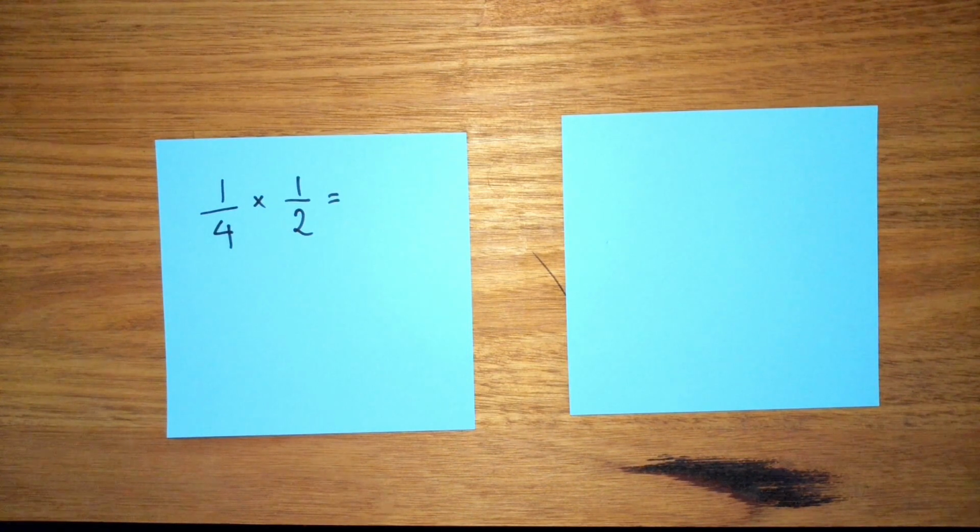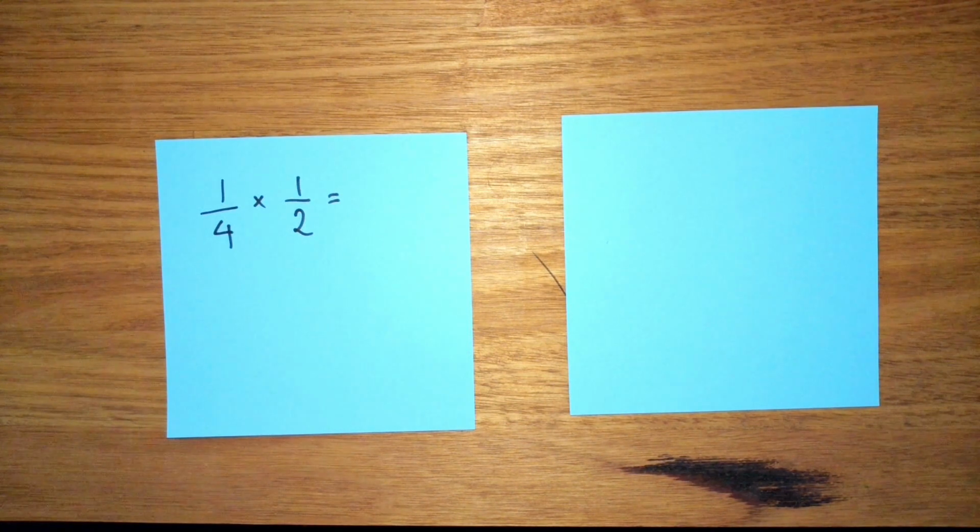So I'm going to show you why the product is smaller when we're multiplying two fractions. I'm also going to show you how you can connect the multiplication and the process to something a bit more conceptual so the students can understand this.